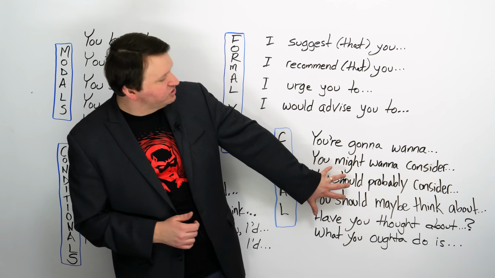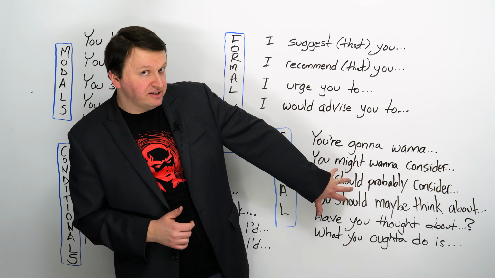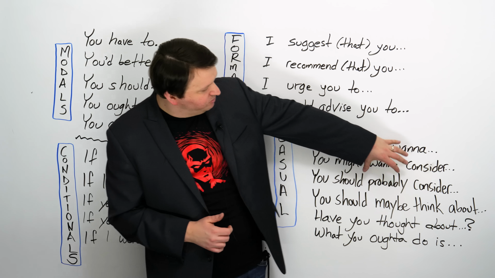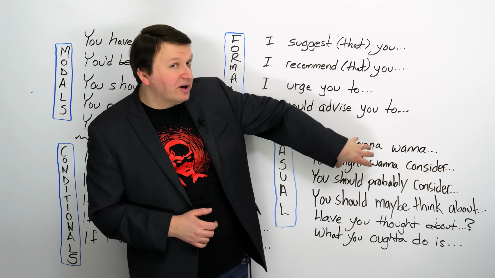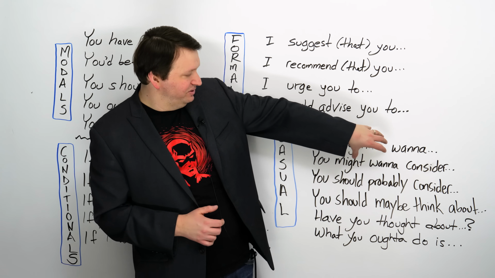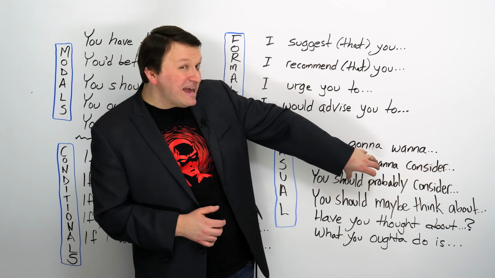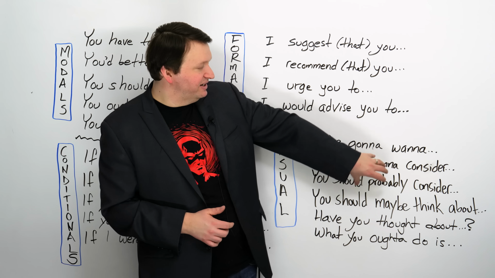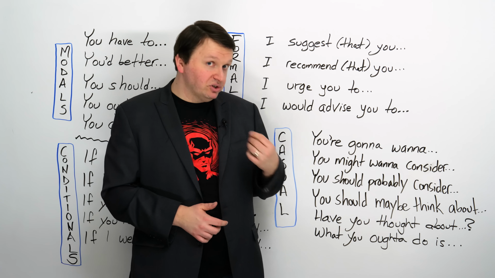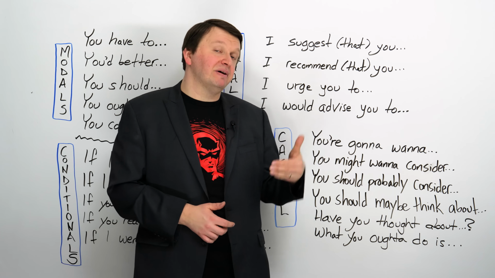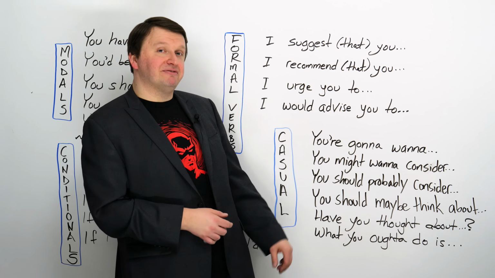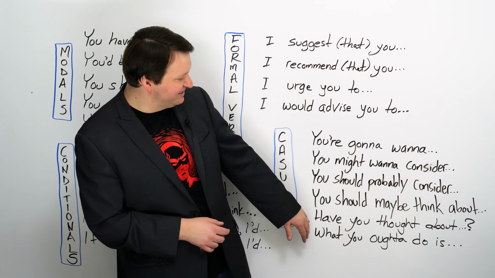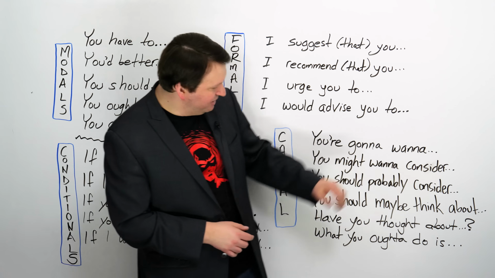If you want to switch should with ought to in these situations, just make sure you put probably before ought to. So you probably ought to do something. You maybe ought to do something. But if you use should, you have to put the adverb after. That's a bonus to the 20. Now you have 22 ways to give advice in English. You should maybe think about.